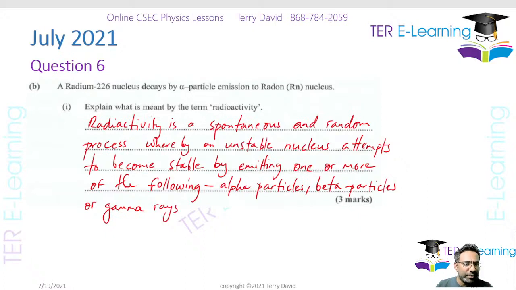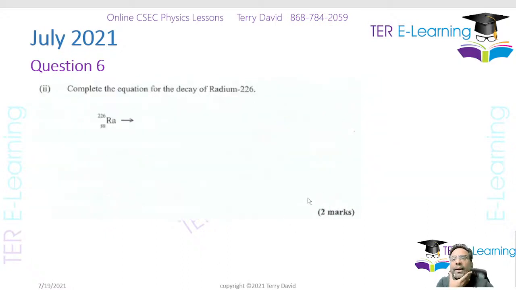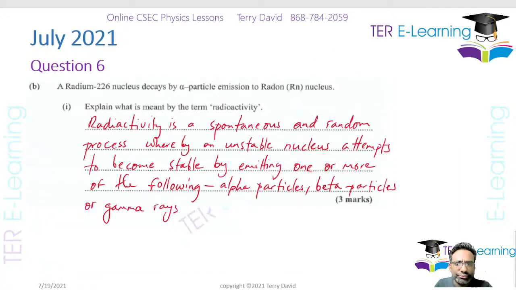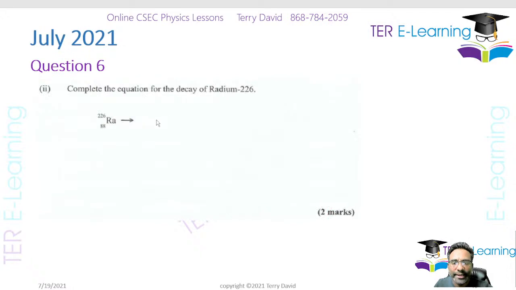All right, so I've seen some of you have some definitions there. All right, cool. So next thing now, what do we have here? Complete equation for the decay. Let's go back and see what they said. It decays by alpha particle emission. So it's radium-226 and you're going to radon.